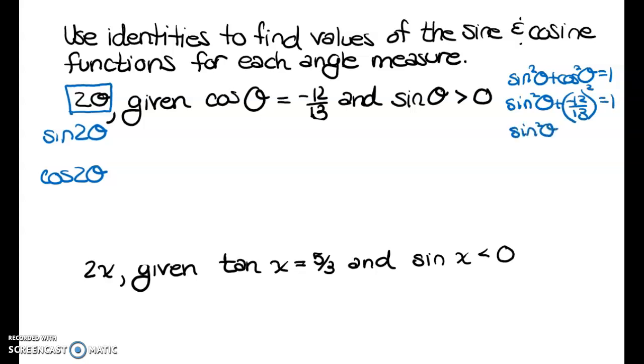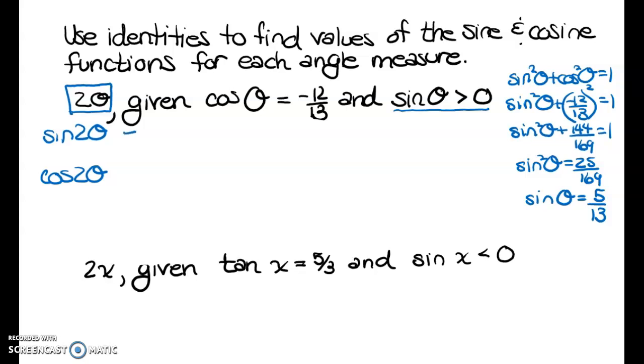So I get sine squared theta plus 144/169 equals 1. So therefore sine squared theta is going to be 25/169. It does say that my sine is positive, so sine of theta is going to be positive when I take the square root. I'm going to pick the positive square root, so it's 5/13. Now I have all the information I need to find cosine of 2a and sine of 2a.